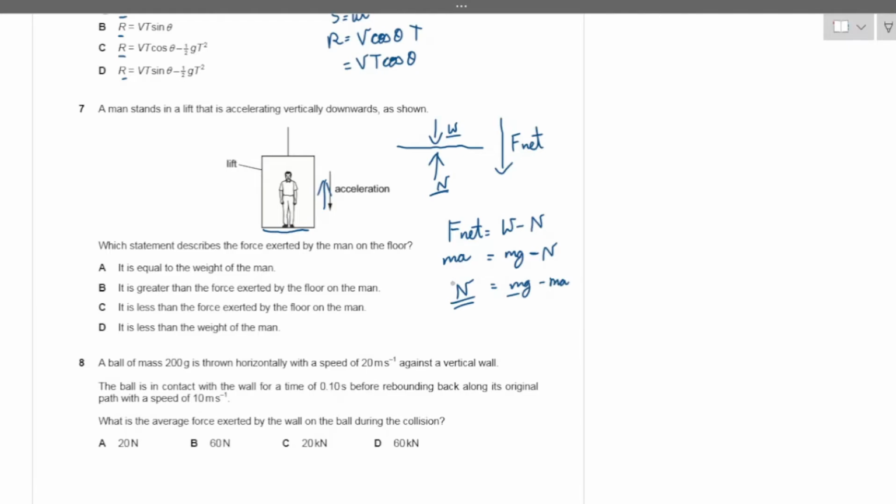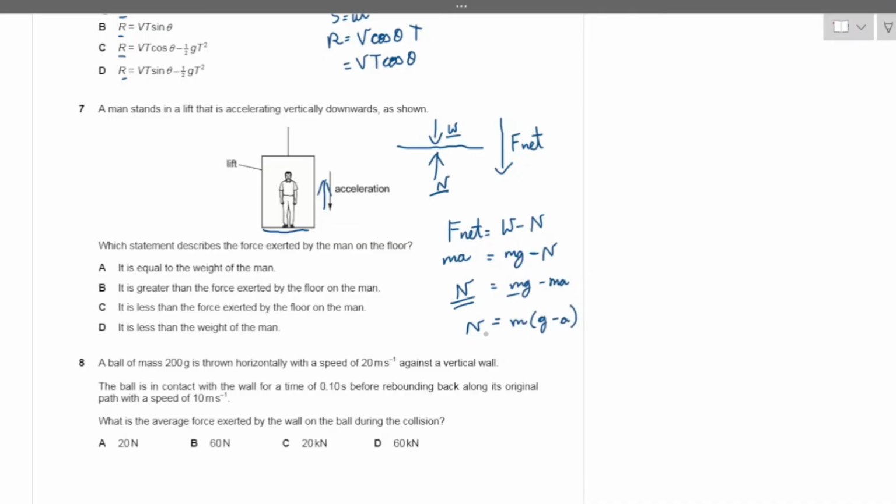And normal force is the consequence of Newton's third law. Why? Because equal and opposite forces have to act. If there were no normal force acting by the floor on the man, he would just fall through the floor. Therefore, the normal force has to equal the weight of the man. But in this case, scenarios change. I'm just going to finally simplify it. We can just take the mass common, so it would be g minus a.